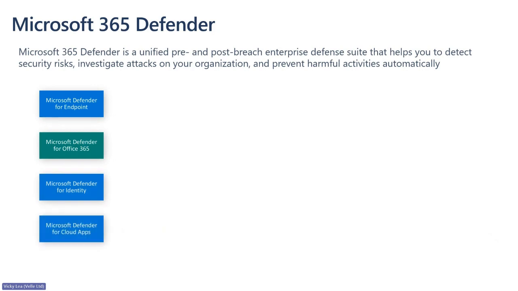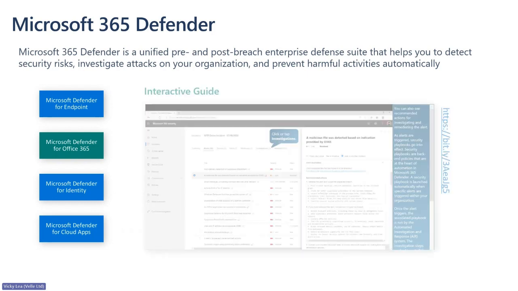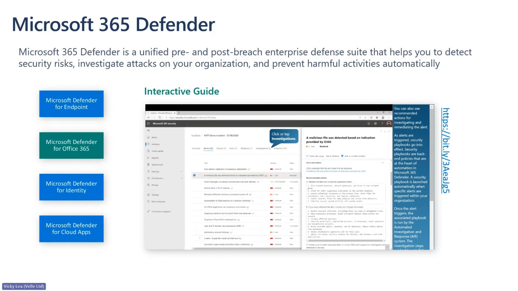But with regards to the Microsoft 365 E5 side of things, and that difference between E3 and E5, there's 4 Defender tools that we're interested in. So Defender for Endpoint, for Office 365, for Identity, and for Cloud Apps. And what you've got here is a whole host of tools. You can see here it's a unified pre and post breach enterprise defense suite, to help you detect security risks and investigate any attacks onto your organization, and prevent harmful activities. You want all of these things to happen automatically in the background.